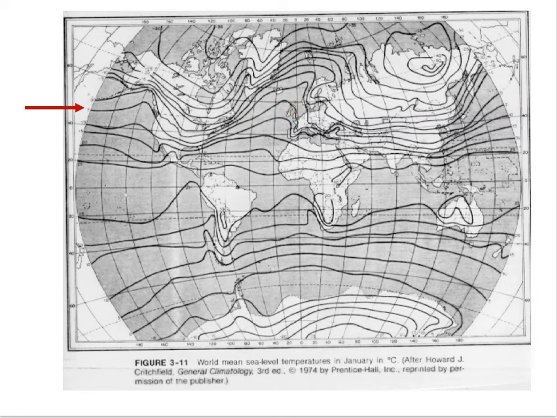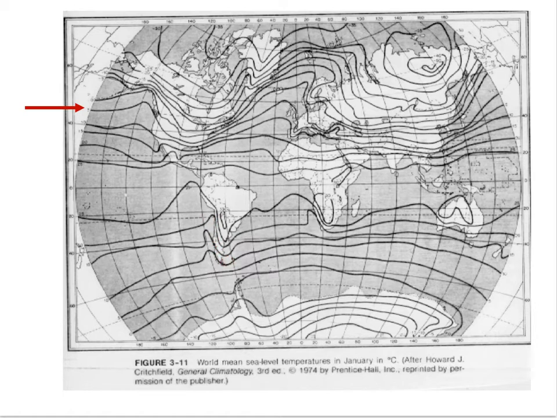The United Kingdom and the western coast of Norway are dramatically warmed by this current taking water from the equator to the north. Similarly, the western coast of South America is cooled by the Humboldt Current, bringing cold water from the South Pole to the equator. The coast of Chile and Peru are cooled by the cold water moving north.